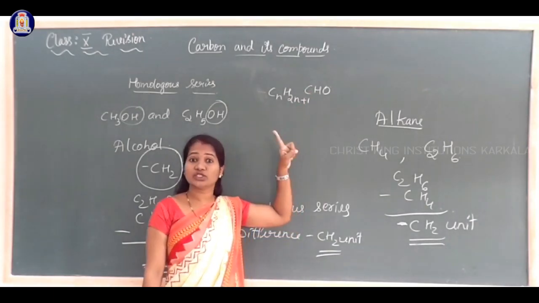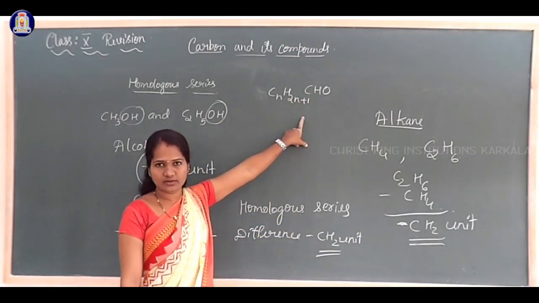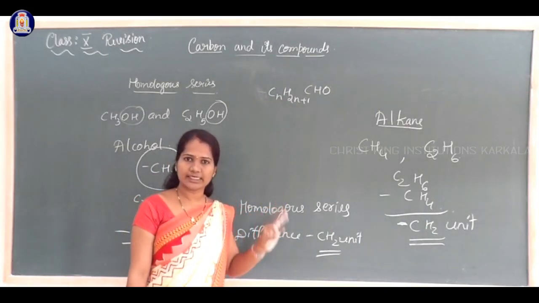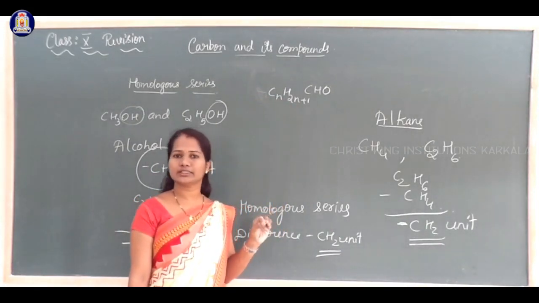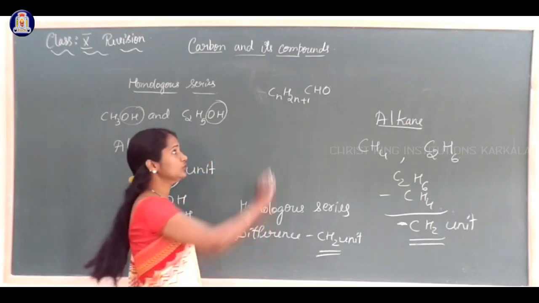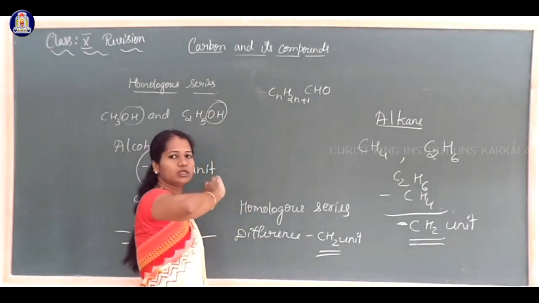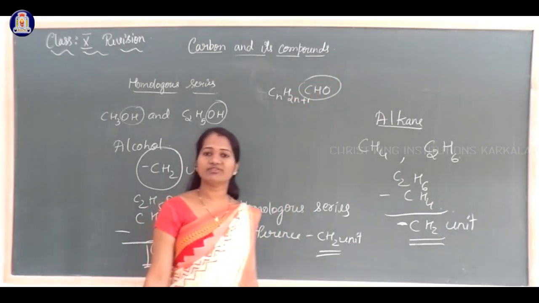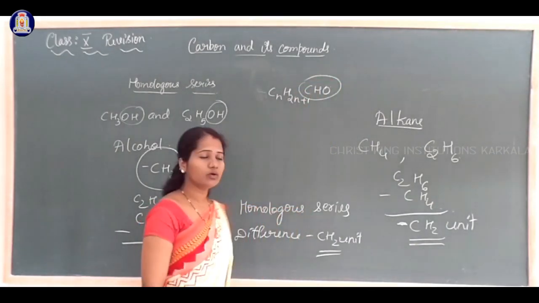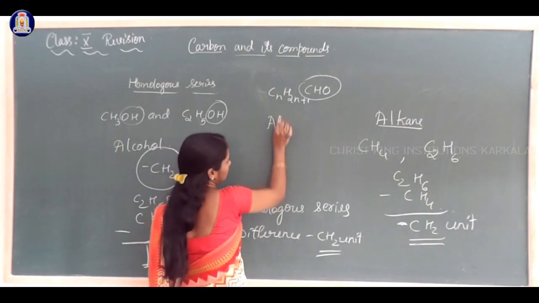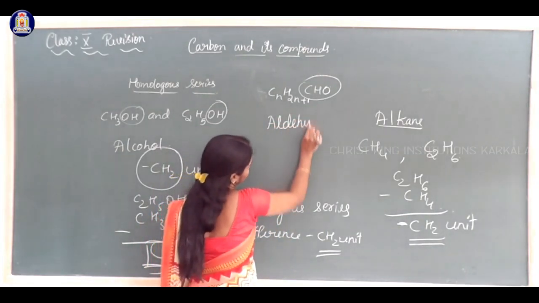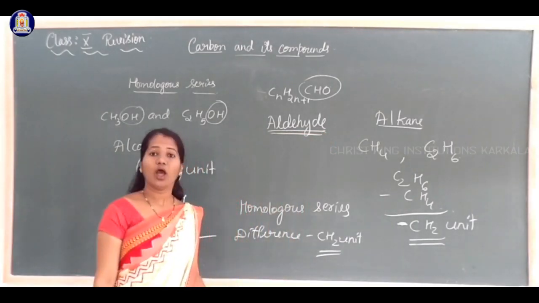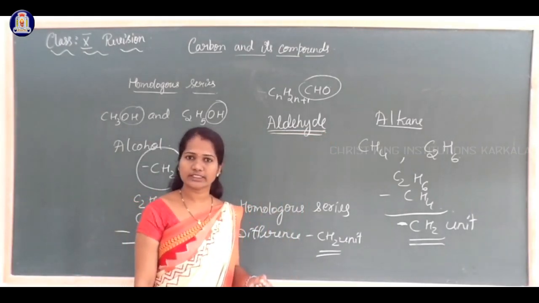Three or four years back, one question was given: CnH2n+1 CHO is the general formula of a compound. What is the functional group present in this, and show whether they form a homologous series. Justify your answer, for 2 marks. When you see this general formula, you can see CHO. CHO is the functional group of which compound? That is the aldehyde. Now, how do you show they form a homologous series?